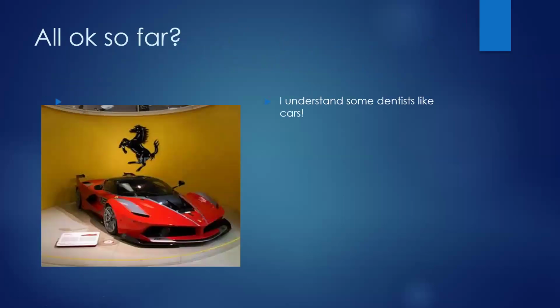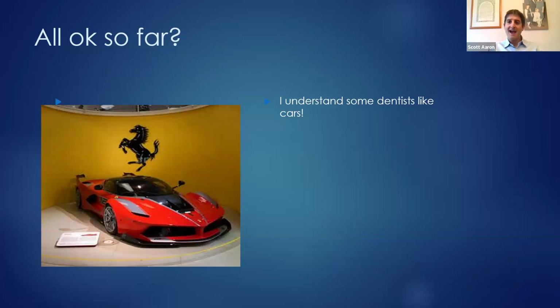Now, I think, okay, I understand some dentists like cars. I've not got a huge amount of interest myself. When I last bought a new car, I was accused by my wife of being mad because, having immediately brought a new car home, I decided to go out for a bike ride rather than driving this thing. But there we go. And it was cold and dark, but again, each their own.